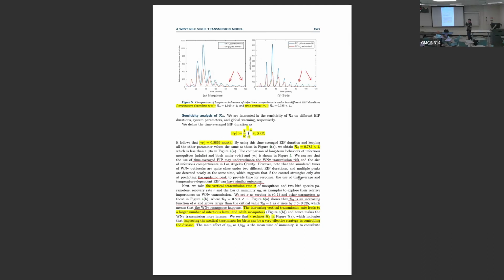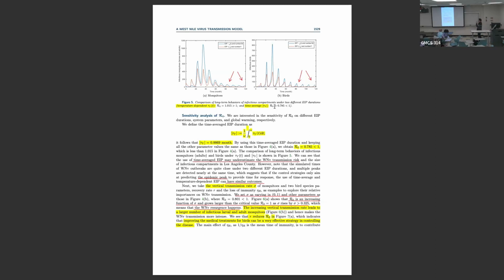I mentioned in our model the incubation is not a constant; it is time periodic. They will compare the difference, so we use the average. This is the average incubation. Then we can find the difference.